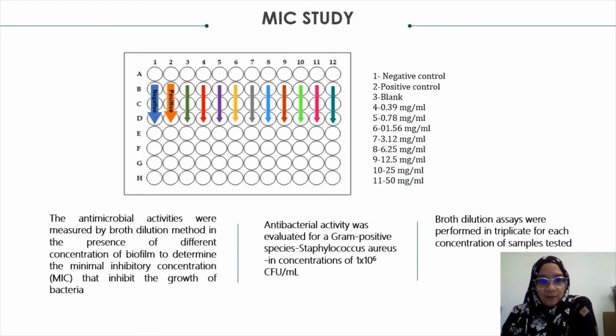Now, broth dilution method for measuring minimum inhibitory concentration of extract conditioned medium against Staph aureus in LB broth. This is the 96-well plate template for this study's experimental design. The antimicrobial activities were measured in the presence of different concentrations of biofilm extract to determine the MIC that inhibits the growth of bacteria. Antibacterial activity was evaluated for Staph aureus. The final working bacterial concentration of 1 million colony forming units per ml was used in this study.